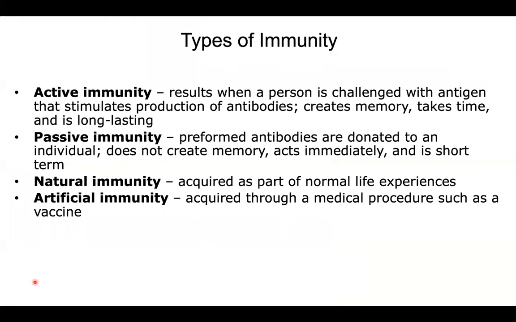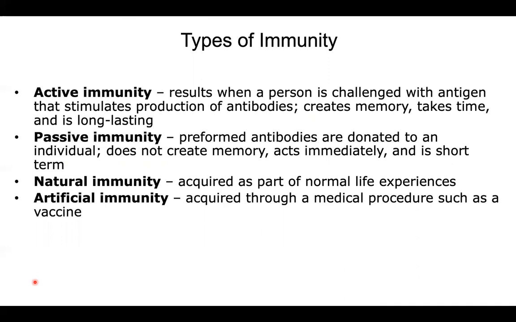All right, I'm going to switch gears again and talk about different types of immunity. So here we've got 4 classes of immunity. We have active immunity, and this is when you make your own antibodies and make your own memory cells. This takes time, and it can be very long lasting. Then we have passive immunity. This is when preformed antibodies are given to you. They're donated to you, usually through an IV. They don't create memory, but they will act immediately, and it's short term.